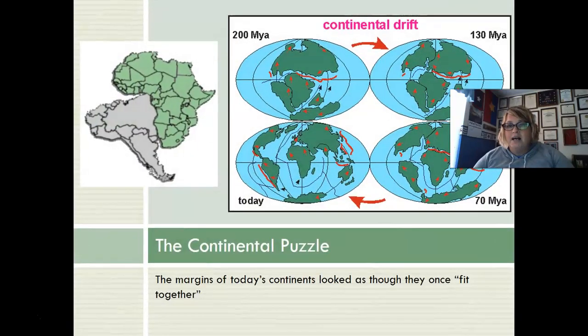So if we look at the continental puzzle, you can see during Pangaea how everything was together and how it slowly spreads apart. It's like a puzzle you can put together. You can see what piece fits into what.